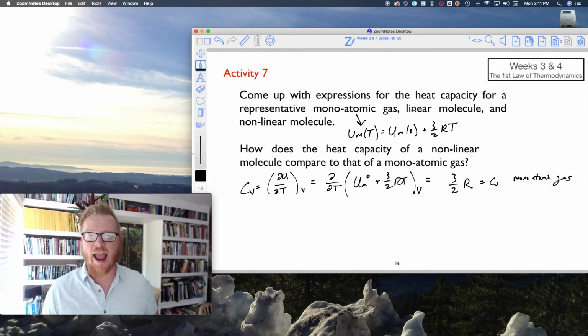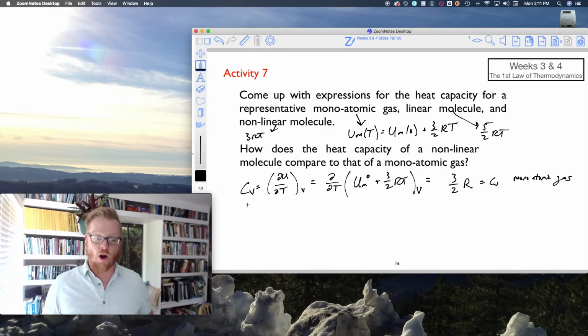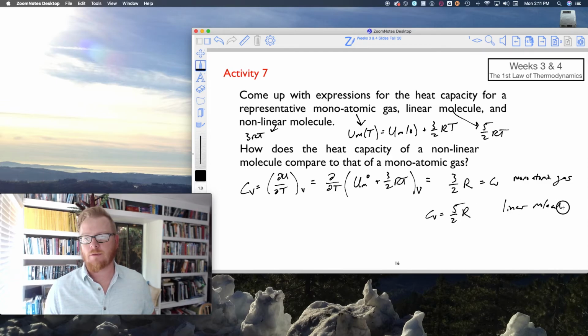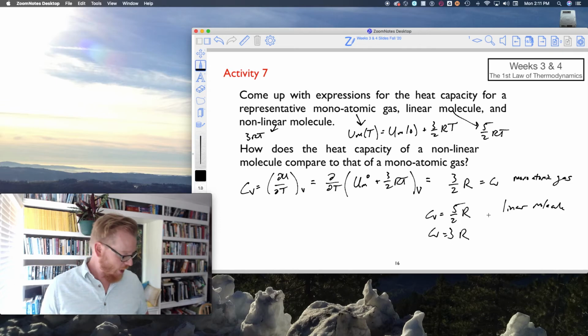So what about a linear molecule? Well, we remember a linear molecule was 5/2 RT, and a nonlinear molecule was 3RT. So now CV for a linear molecule is going to be d/dT of 5/2 RT, which is just 5/2 R. What about the nonlinear molecule? d/dT of 3RT is simply 3R for a nonlinear molecule.